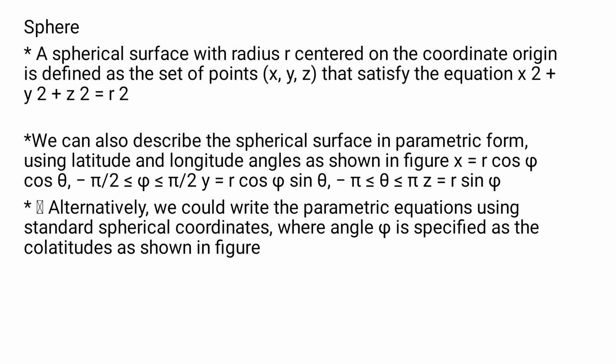x = r cos phi cos theta, with minus pi by 2 less than or equal to phi less than or equal to pi by 2. y = r cos phi sin theta, with minus pi less than or equal to theta less than or equal to pi. z = r sin phi. Alternatively, we could write the parametric equations using standard spherical coordinates, where the angle is specified as the co-latitude, as shown in the figure.